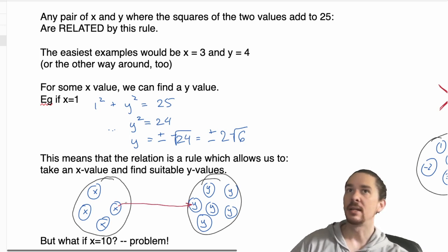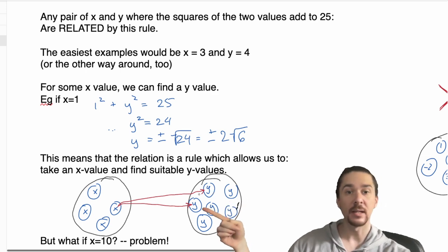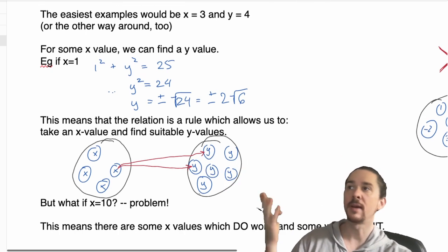And we can see in this case that x equals 1 has two possible y values it connects to. It's got +2 root 6 and -2 root 6. Okay, but what if x equals 10?